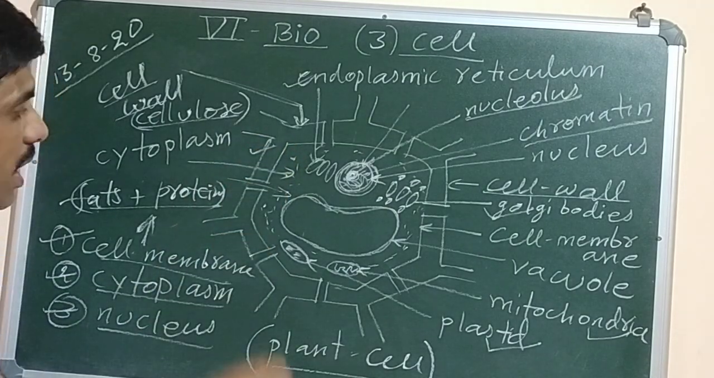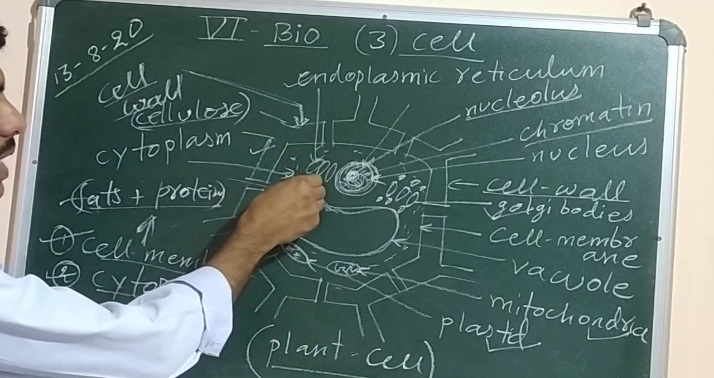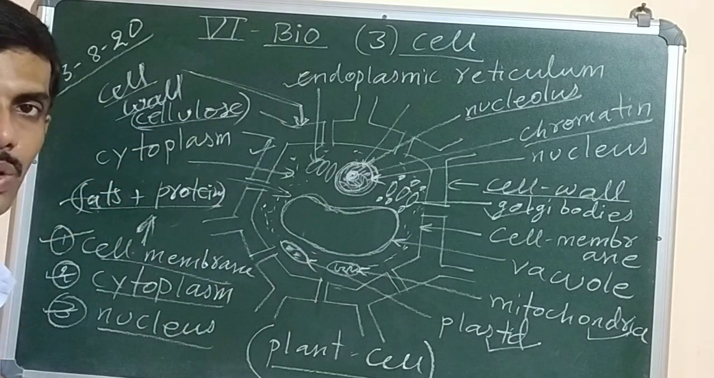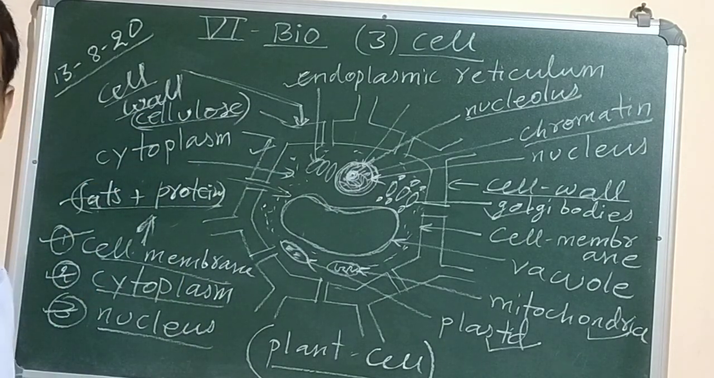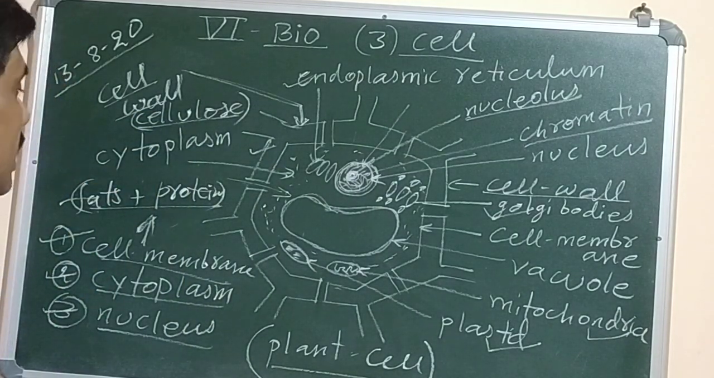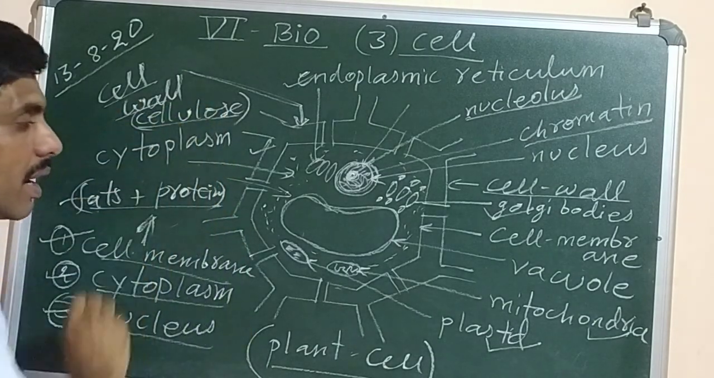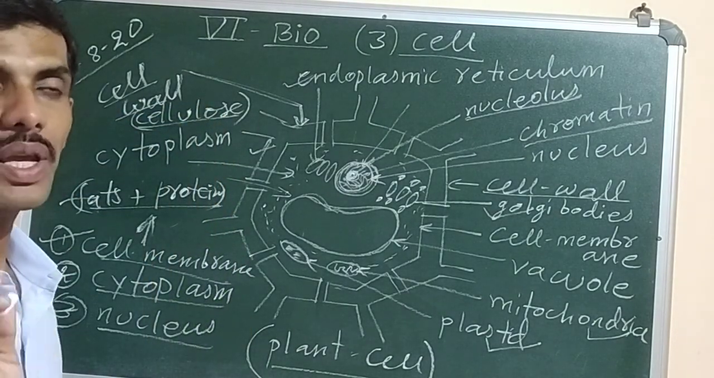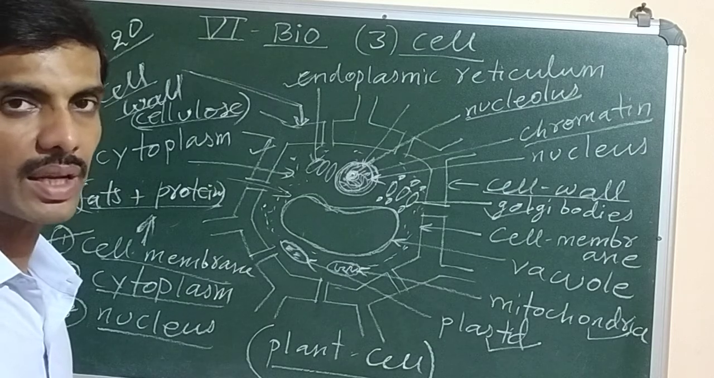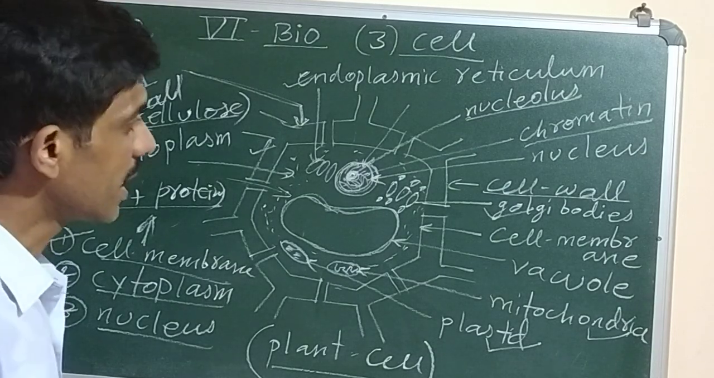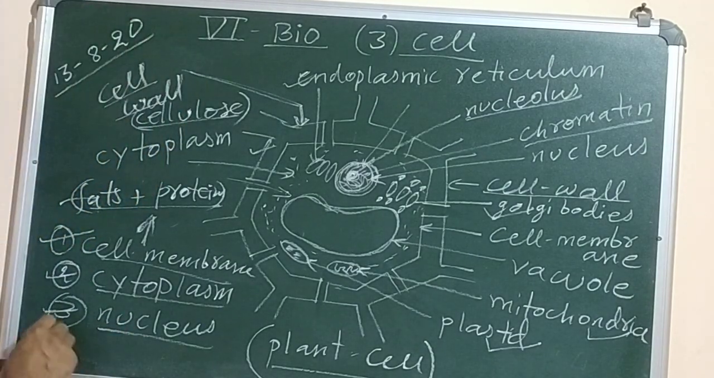Means it can allow any substance to enter inside the cell or to exit the cell. It will not stop anyone. Okay, any substance, and it is freely permeable. I already said it is found only in the plant cell. It is not present in animal cells. Then next we have to study about the nucleus, the third part of the cell.